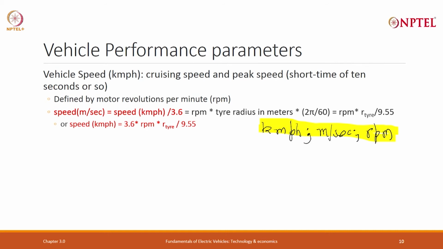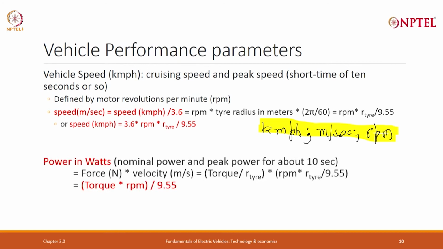I am going to give you an assignment without gear, and of course, after that you have to take the gear into account. Similarly, power in watts. How is power in watts defined? Nominal power and peak power, I remember, for 10 seconds. It is force into velocity, which is torque divided by the radius of the tire, into velocity in meters per second, which is RPM into R tire by 9.55. You see, here it comes as division by R tire, and here multiplication by R tire. So R tire does not matter. You can actually write this as torque into RPM by 9.55.